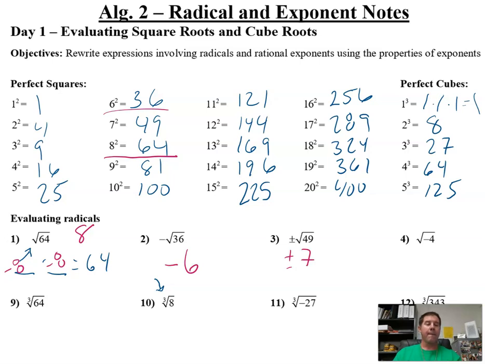Okay? Now, next one. Square root of negative 4. Again, we're really going to go back to our definition. What times what is negative 4? Well, we kind of run into a problem here because 2 times 2 gives us 4. But I need one positive, one negative. I can't use the same number. So we really can't do this right now.